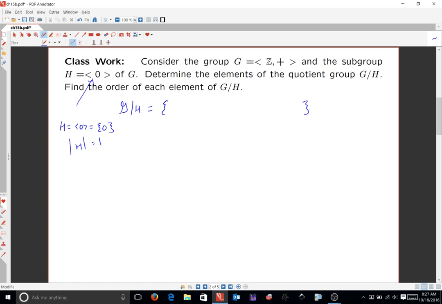Right, but it's asking for each element, not the set. Have you listed those elements? When you have G mod H, you do that like A plus H, B plus H, C plus H. So let's start looking at those elements. What are A, B, and C? Let's give some values. H plus 0 is just, I'm just verbalizing it. But what would H plus 1 be?